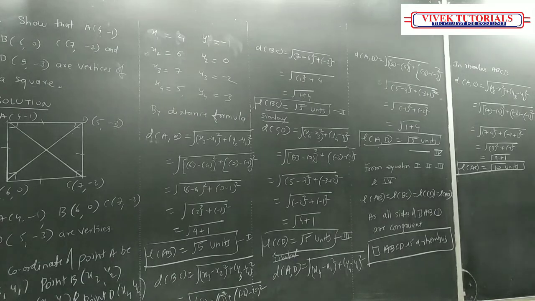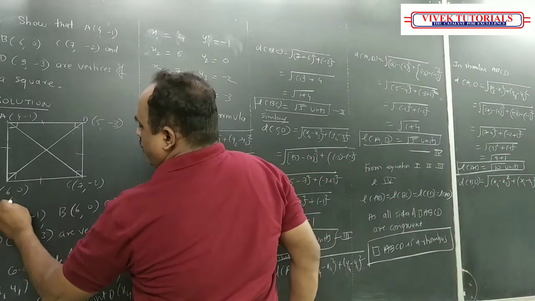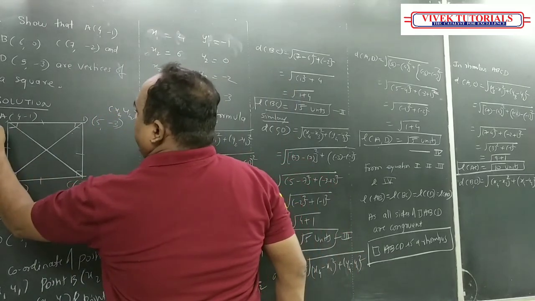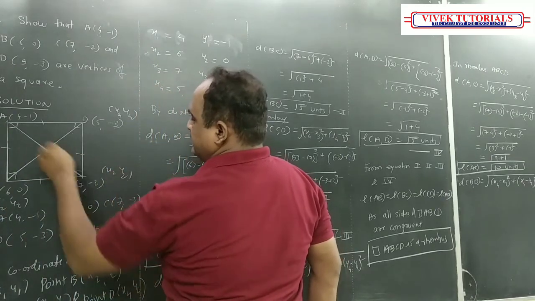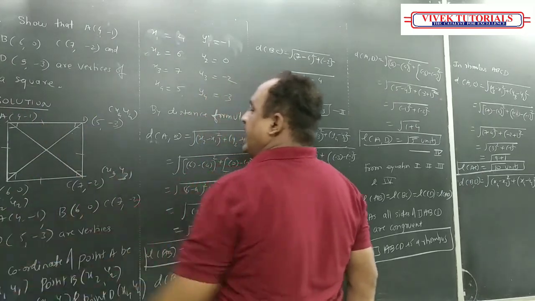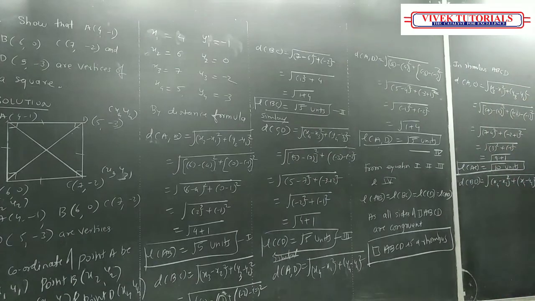Under root 10 units. Then distance BD is equal to under root (x4 minus x2) the whole square plus (y4 minus y2) the whole square. See BD, we took this as x2 y2, this is x4 y4, right? This is x1 y1, this is x2 y2. So for AC what do we have? x3 minus x1, y3 minus y1, or we will take x4 minus x2, y4 minus y2. So that is equal to, in bracket. So what you got?